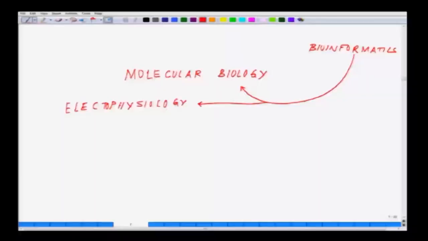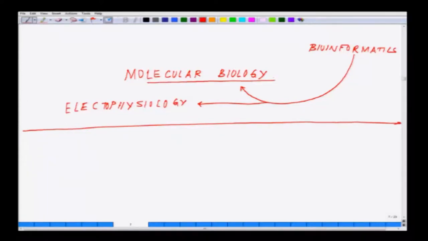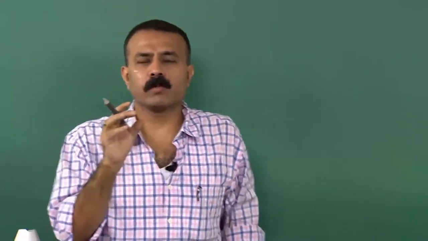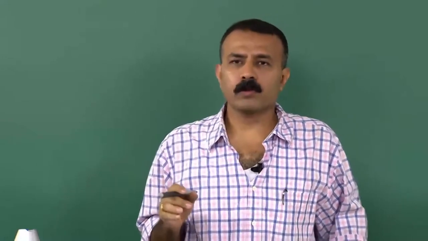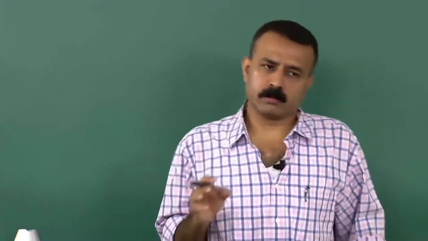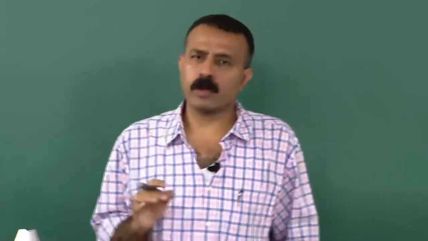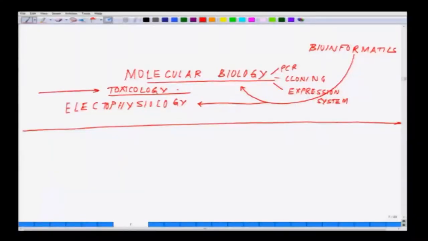If you see the timeline, electrophysiology was there a long time back, then came molecular biology, specifically with PCR, cloning, expression systems. In the meantime, toxicology was going on hand in hand, because as I was telling in one of the previous classes, you need specific compounds which can block these channels, toxins like tetrodotoxin, 4-AP, triethylammonium. Toxicology, a fairly old science, moved with electrophysiology, then molecular biology, then bioinformatics coming into play.